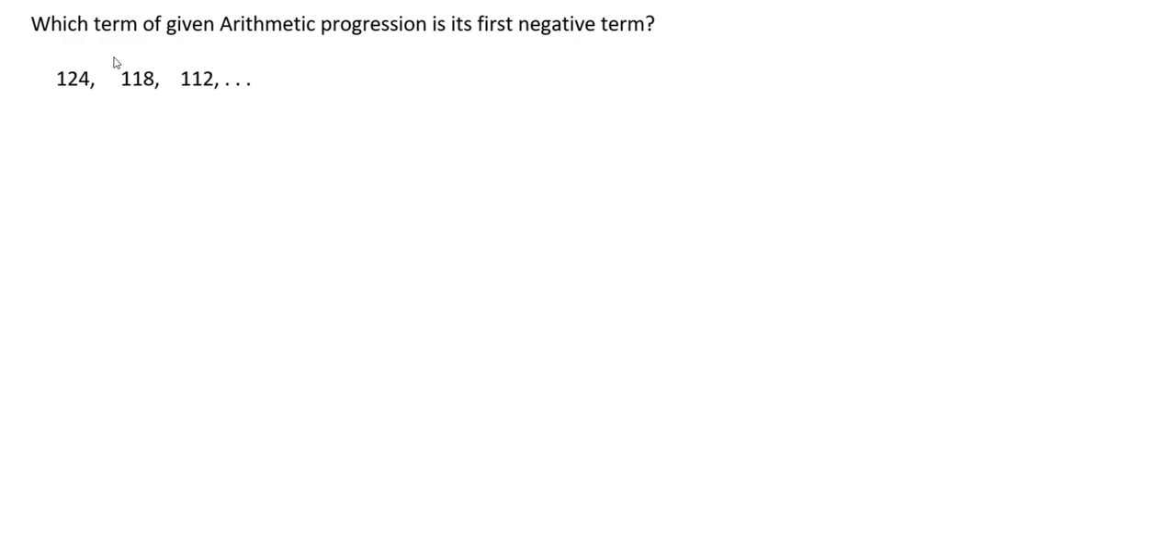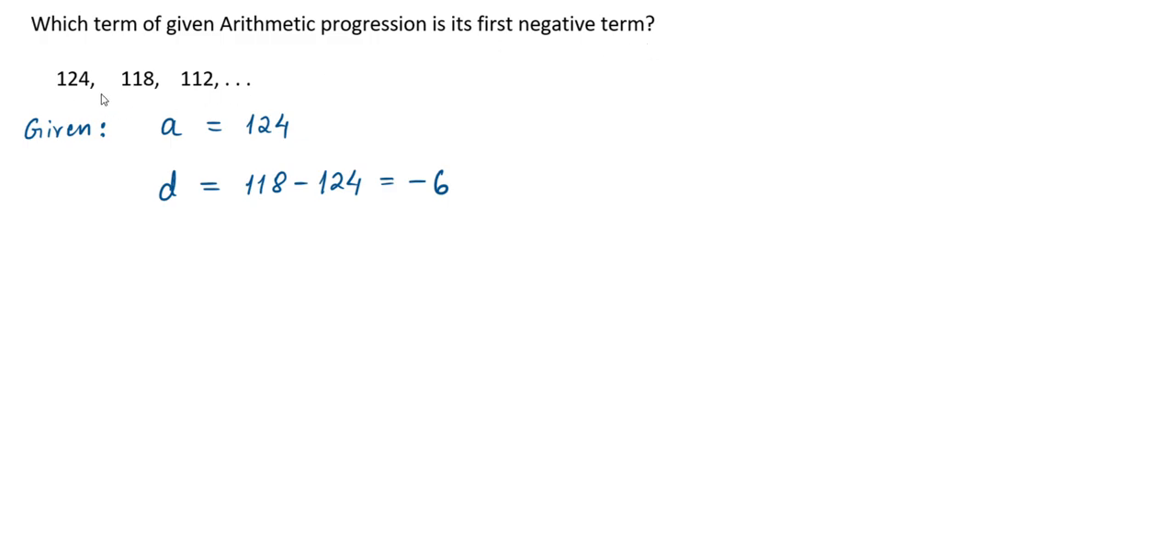So in this video we are trying to find which term of this series is its first negative term. Before doing anything, we can start by writing what is given. We have the first term, a, which is 124. We have the second term, 118, so we definitely have the common difference, which is 118 minus 124, which is -6. Okay, so it's decreasing, and that's how we are going to reach negative numbers later.